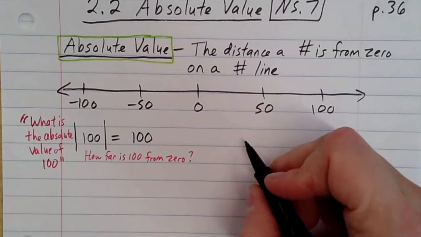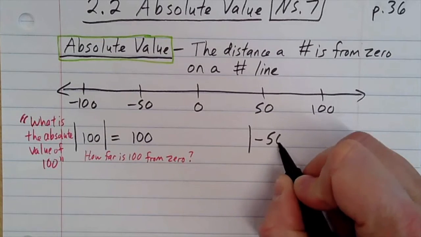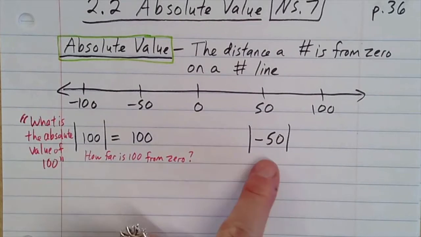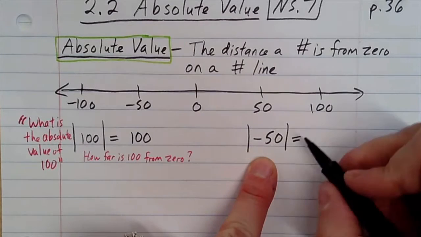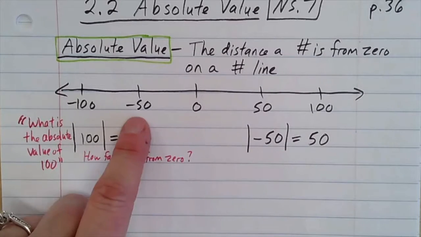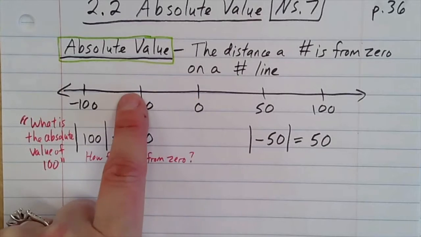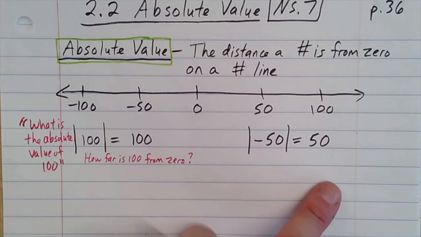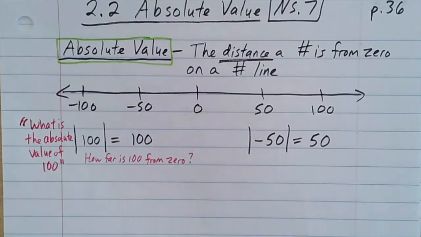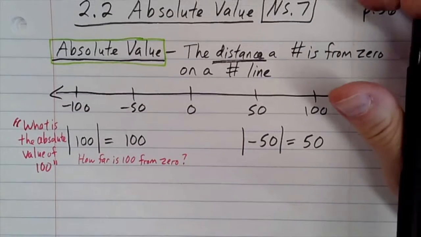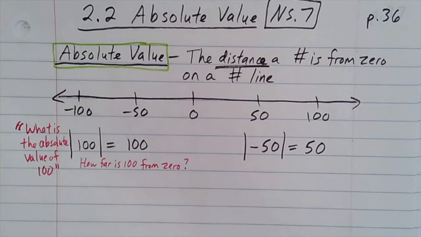So if I write it like this, I'm saying, what is the absolute value of negative 50? In other words, how far is negative 50 away from 0? It's still 50 away. Even though it's a negative number, it's still 50 away from 0. We don't say that it's negative 50. The reason being is it's a distance. And when you're talking about a distance that something is away from something, distances can't be negative.